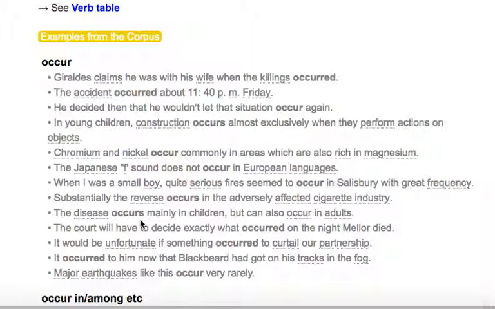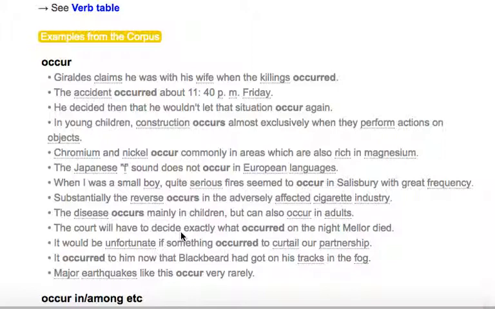Next example. The disease occurs mainly in children, comma, but can also occur in adults. Again, look at the comma. We've got but. What kind of conjunction is that? It's a coordinating conjunction. It's one of the 7 fanboys. Watch my videos on the fanboys. So we have 2 clauses here. The 2 clauses are equal. And in the middle, you have the comma and but.